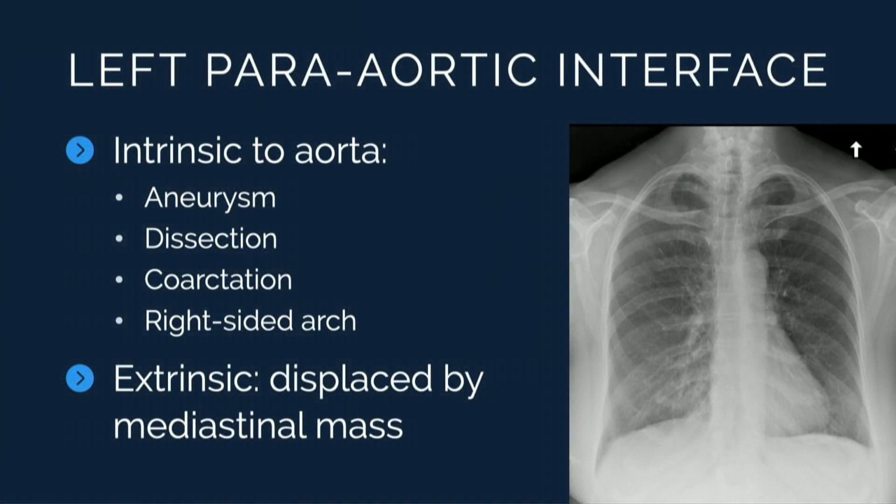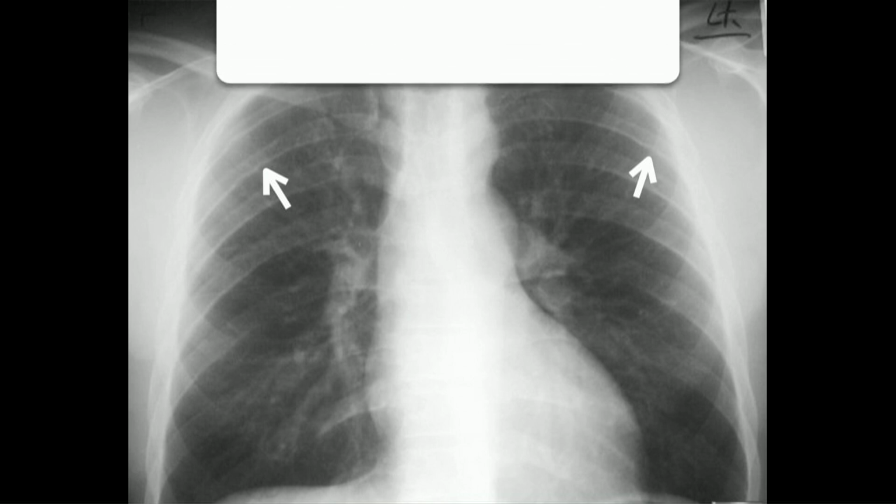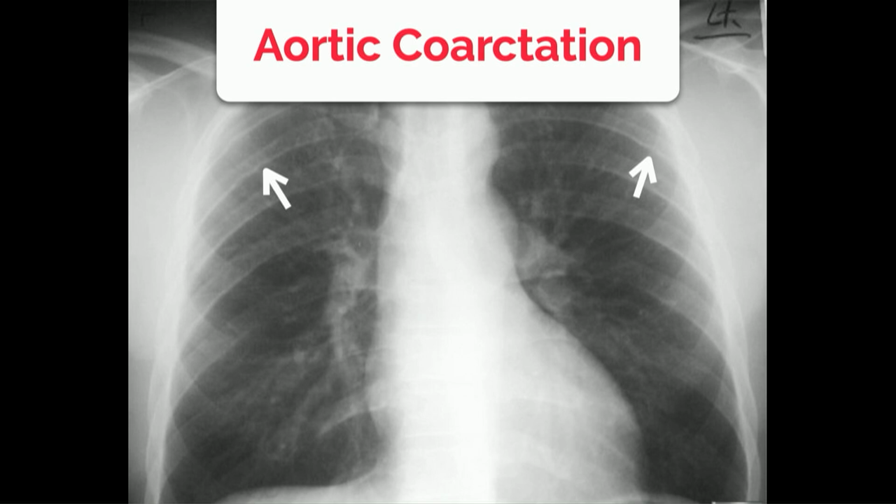For the left periaortic interface, some pathologies to consider are things intrinsic to the aorta, such as aneurysm, dissection, coarctation, or right-sided arch. Extrinsically, it can be pushed to one side or the other, depending on the presence of a mediastinal mass. Now, this one's showing up as a bit bright, but it's a little bit hard to follow here. But here is the interface. This is perhaps a little subtle on the radiograph, but this was a patient with coarctation that was resulting in abnormality. There's a little bit of rib notching.